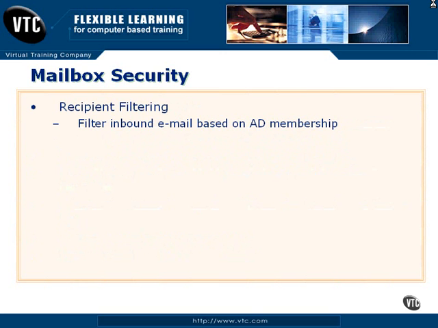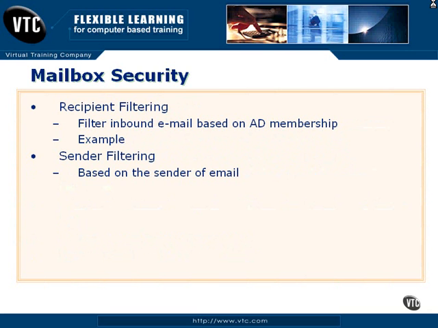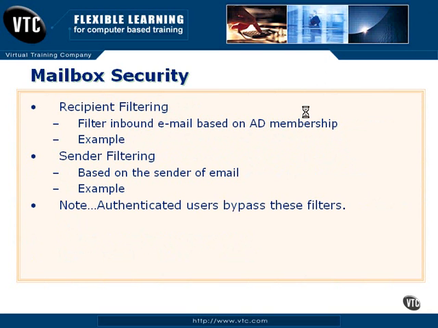Recipient filtering. We can filter inbound email. I mentioned this earlier on Active Directory membership, and I'm going to show you how to do this. We can actually do it at a global level in Exchange System Manager. We can also do the same on sender filtering. We can filter our email based on the sender of the email. So let's go out to the Exchange System Manager, and let me show you how to take this to the next level. Now, authenticated users bypass these filters. This is only going to take place on anonymous email that's involved with the internet. So let's go out to the System Manager and take a look.